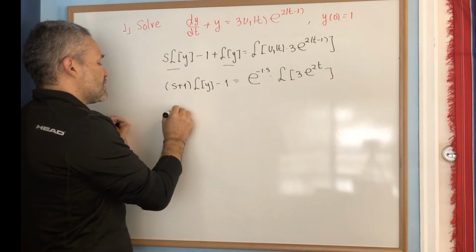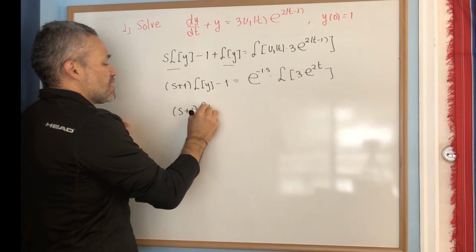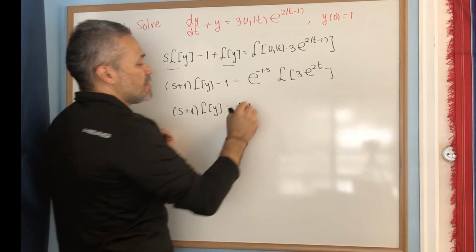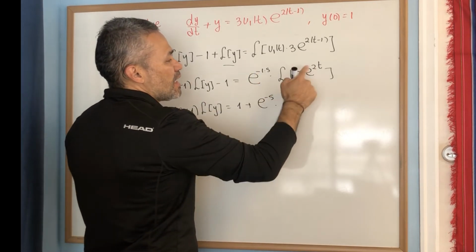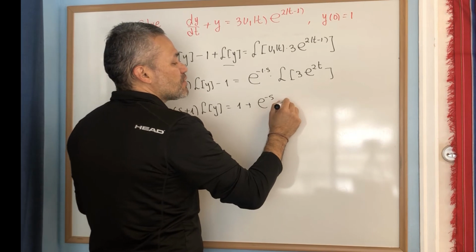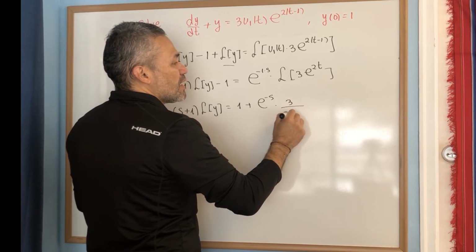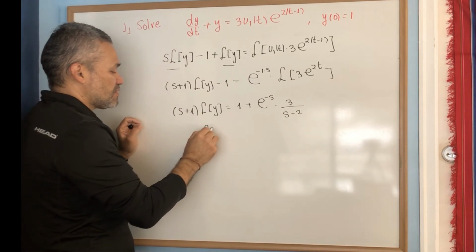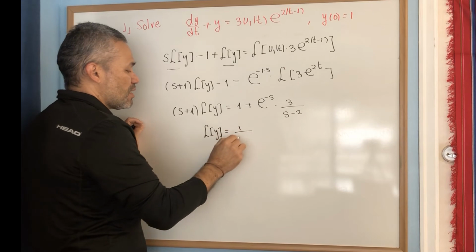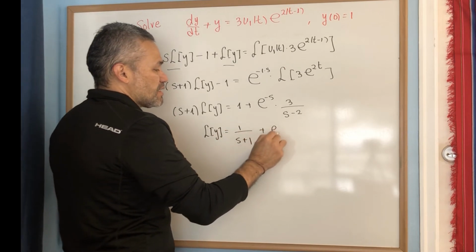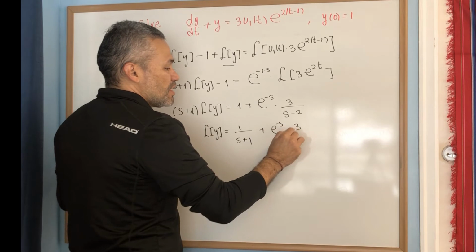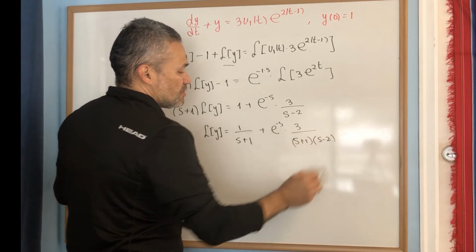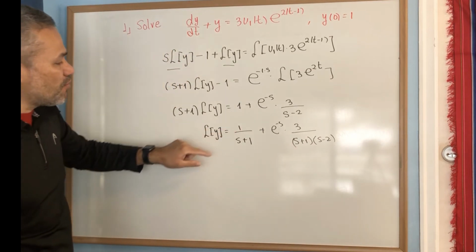And then we have that s plus 1 Laplace transform of y is equal to 1, moving the 1 to the right, plus e to the negative s, and the Laplace transform of 3e to the 2t is 3 over s minus 2. And from here we get that the Laplace transform of y is equal to 1 over s plus 1 plus e to the negative s times 3 over s plus 1 times s minus 2.